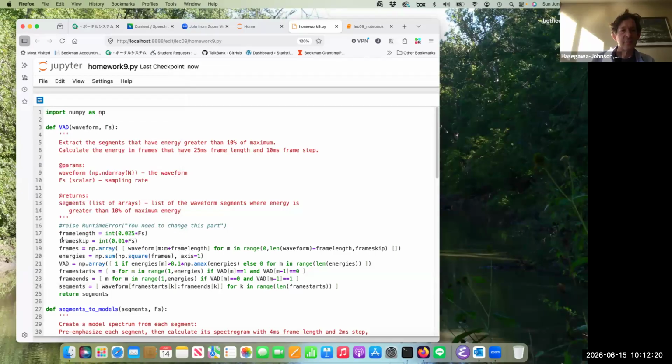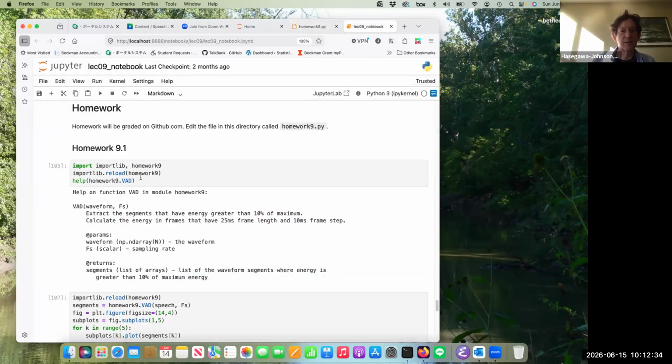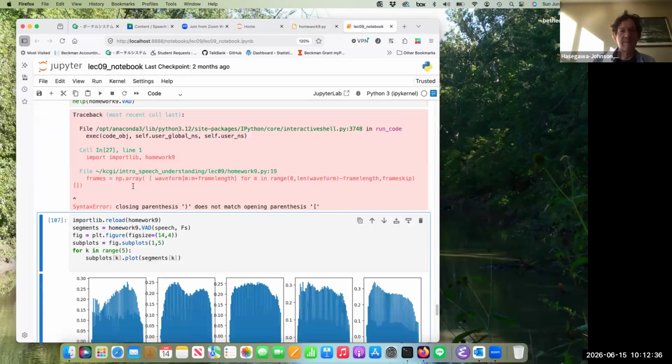I've calculated the frame length, then the frame skip, and then I've converted the speech to frames. Then I've calculated the energy in each frame, and the voice activity detection, and the frame starts, and the frame ends, and the segments, and I've returned it. Let's see if that gives us a good enough result to use.